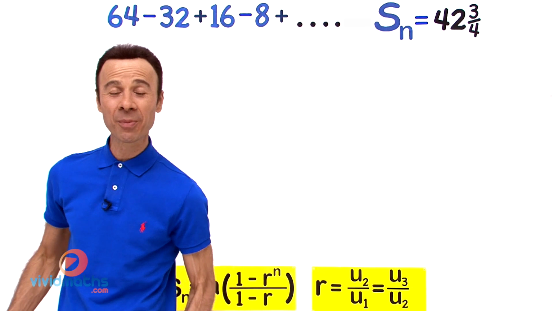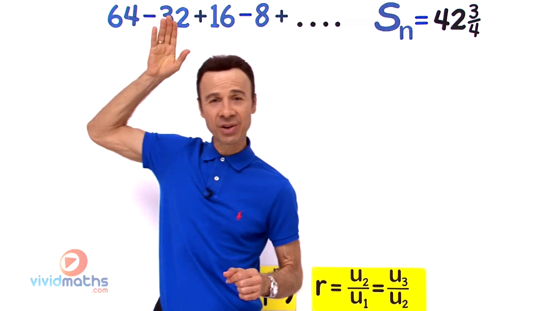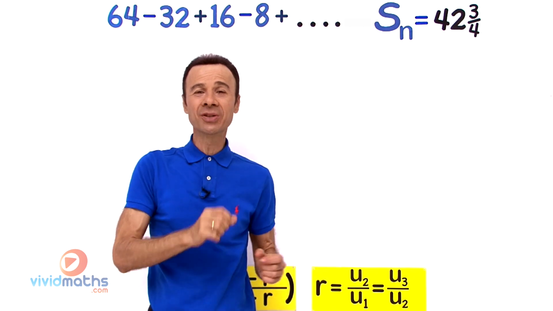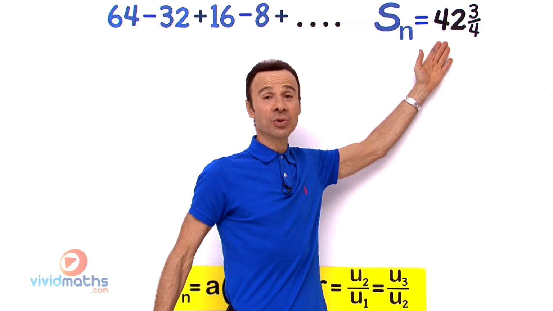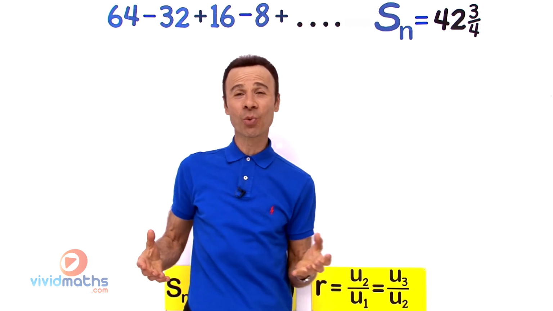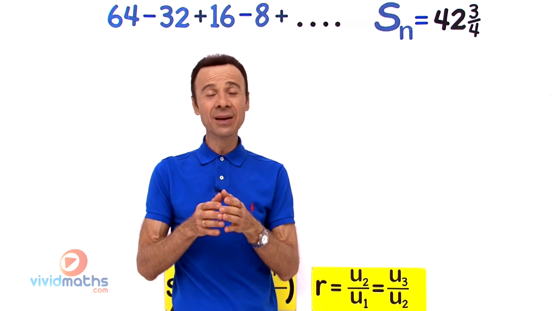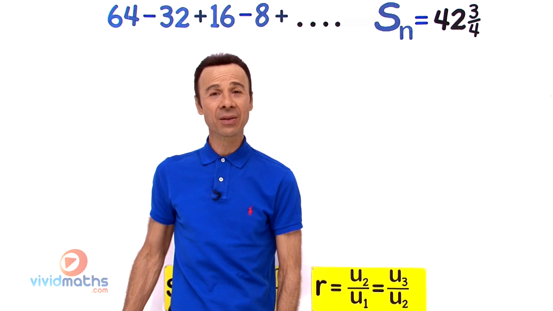Hi and welcome. The question is, how many terms in this geometric series does it take in order to come up with a grand total, a sum of 42 3/4? So how many terms are there? What are we looking for? We're looking for n, the number of terms to achieve a grand total of 42 3/4.